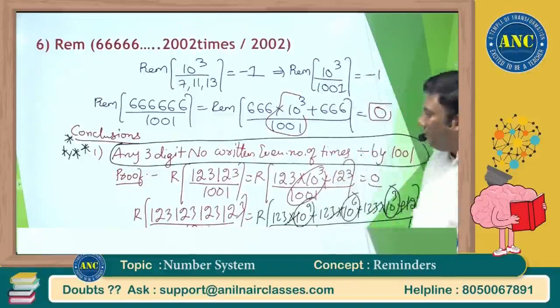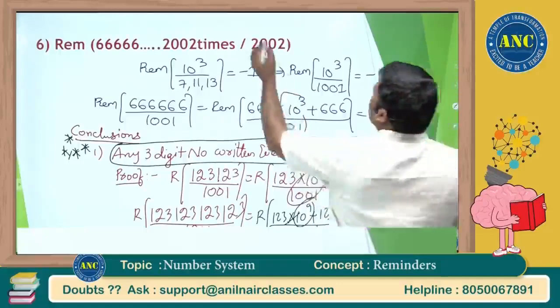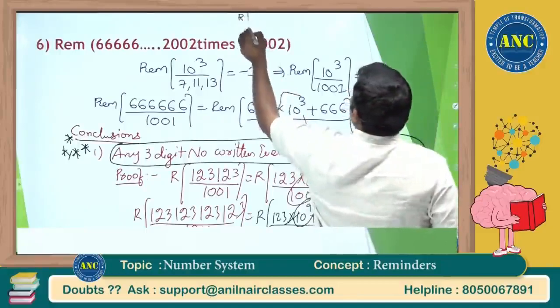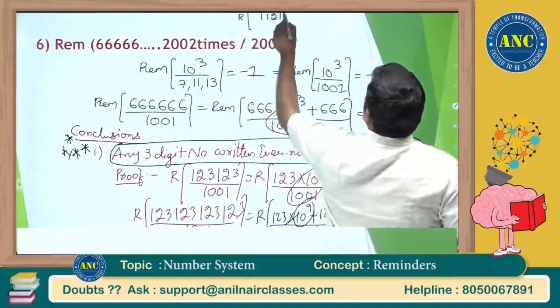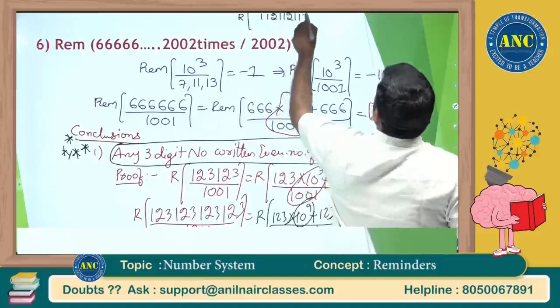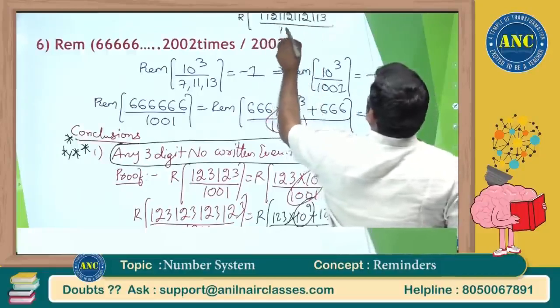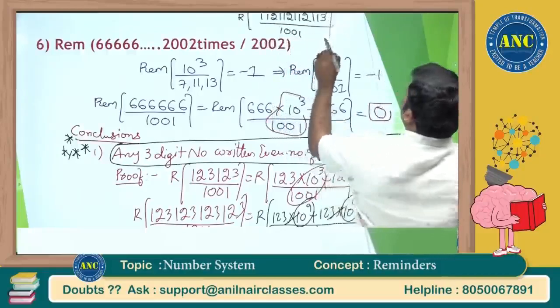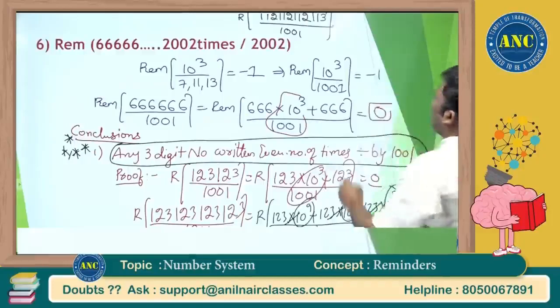Any 3-digit number written an even number of times is always divisible by 1001. I hope this concept is clear. Suppose the question is 112, 112, 113 divided by 1001.